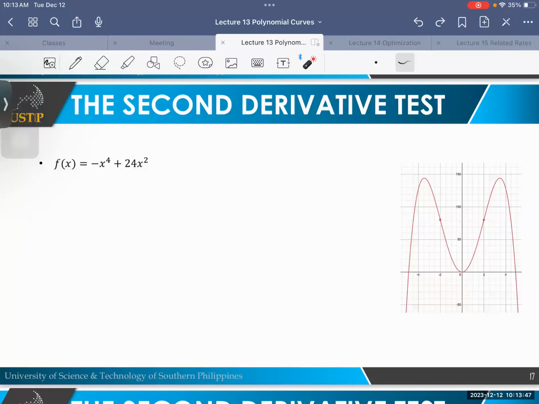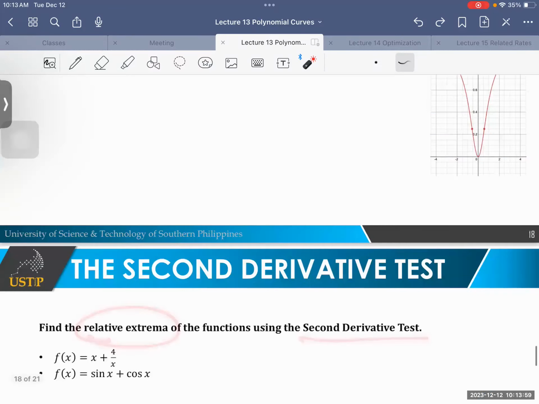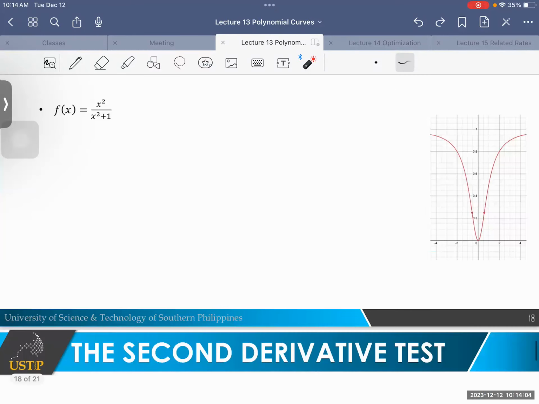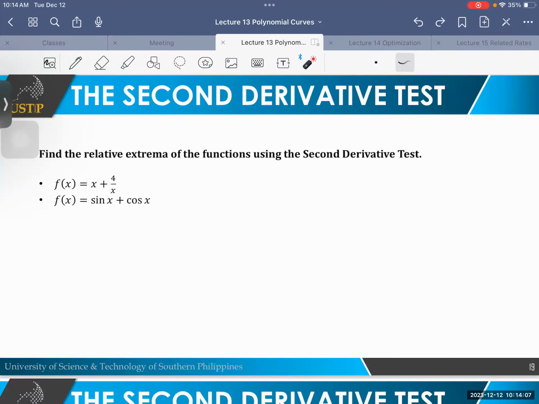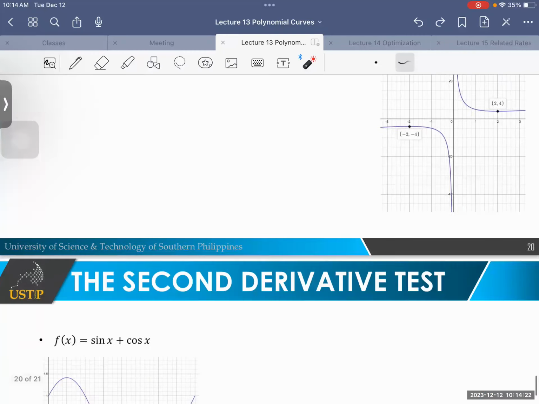For the last two functions, the purpose is to practice using the second derivative test to find the relative extrema. You still get the points of inflection and the concavity, but now you add the critical numbers from the first derivative to solve for your relative extrema. The graphs are attached to guide you on where the possible critical numbers or extrema and points of inflection are.